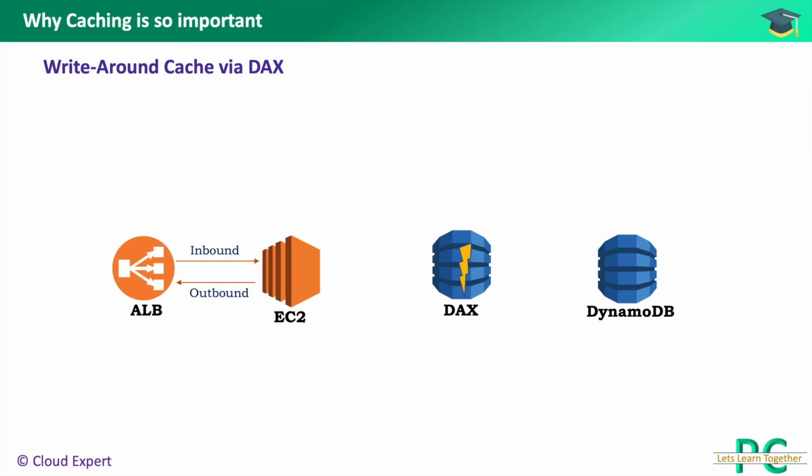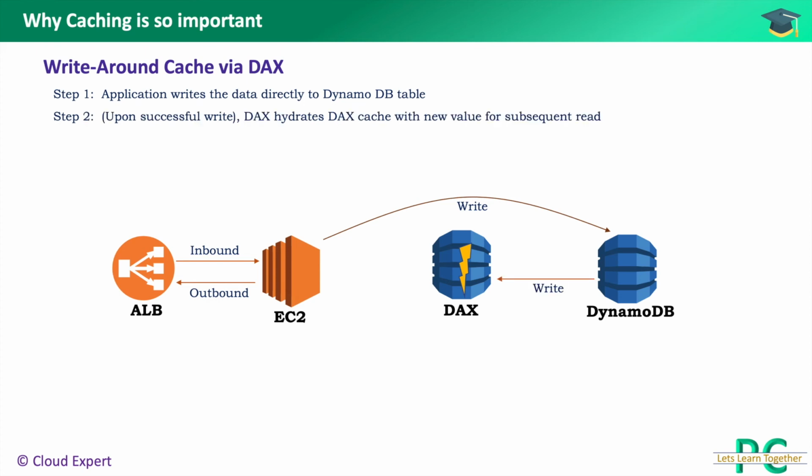The third strategy is write around cache via DAX. In this approach, your application will directly write the data to DynamoDB, and then DynamoDB, upon successful write, will hydrate the DAX cache with the key value pair, and DAX will acknowledge the successful write to the application. So with this approach, it reduces the write latency.